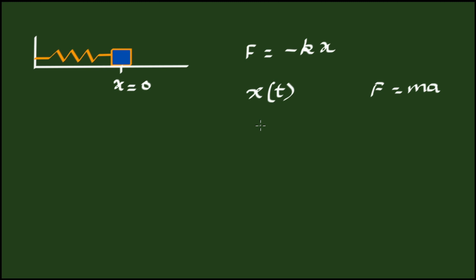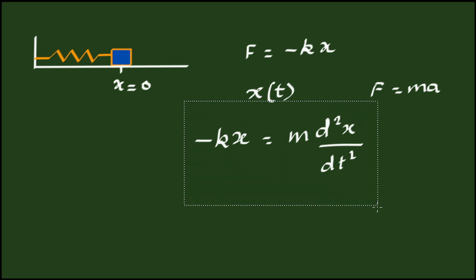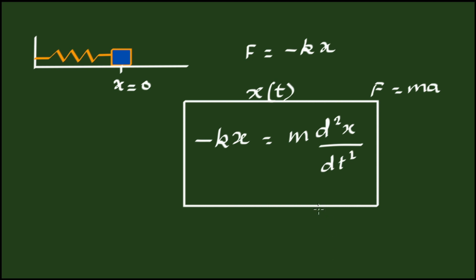If x as a function of time is a possible motion, it has to satisfy this equation. So at some instant of time, when the position is x, the force is minus kx, and that should equal mass times acceleration at that instant, which is d2x by dt squared. So what we have here is an example of a differential equation. What is a differential equation? It's an equation containing derivatives.